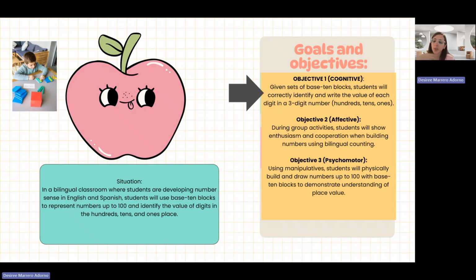And objective number three is a psychomotor one using these manipulatives that I already told you about, and in the image you can see the base-10 blocks. The students will physically build and draw in the worksheet that I'm going to show you up to 100 with base-10 blocks, and with this they have to demonstrate the understanding of the place value.